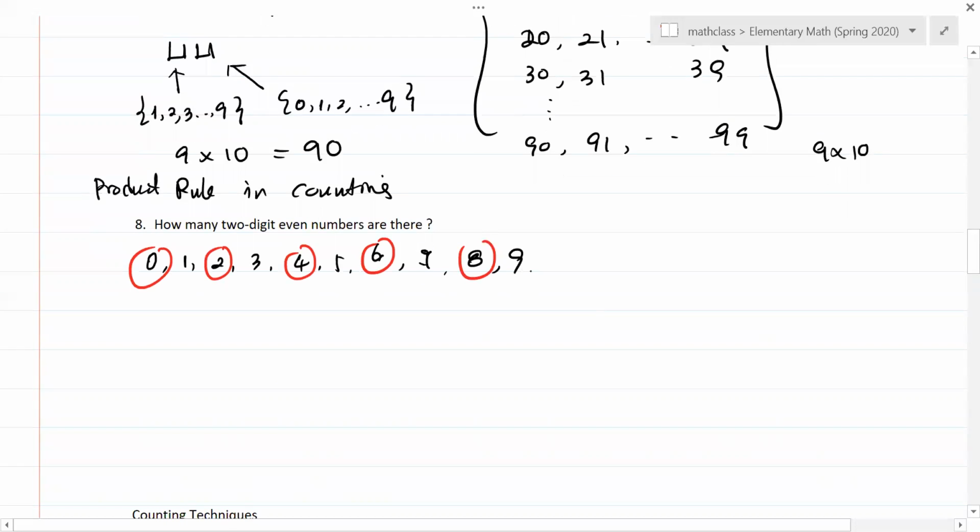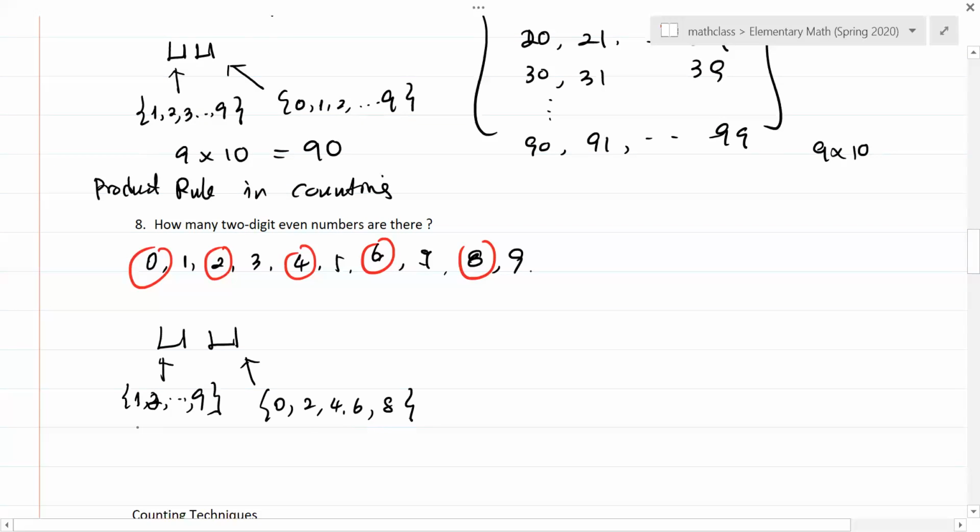How many two-digit even numbers? Okay, so how do you write down a two-digit number? Two steps, right? Write down the tens digit, write down the units digit. A number is even is only determined by the units digit, right? So for the first step, how many choices? You have 1, 2, 3, all the way to 9. Cannot be 0. The second one, you can only pick even numbers: 0, 2, 4, 6, 8.